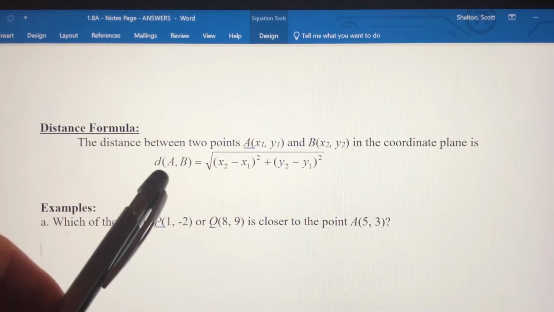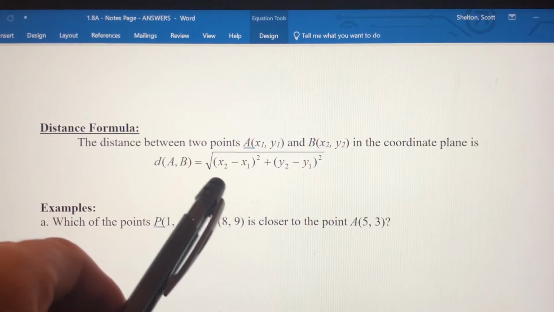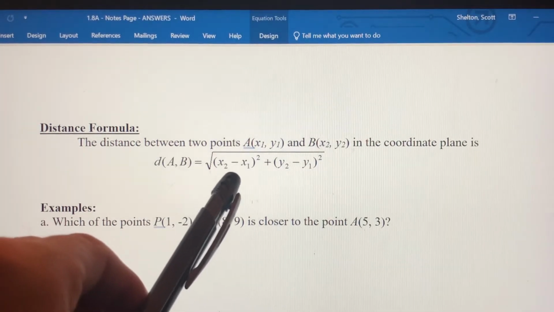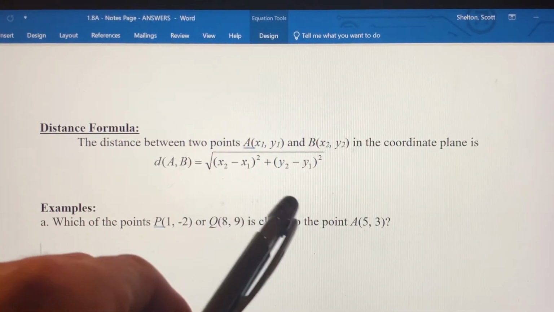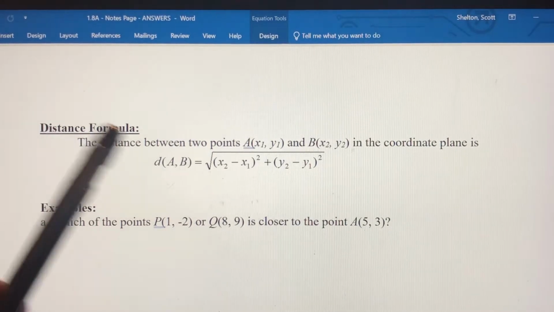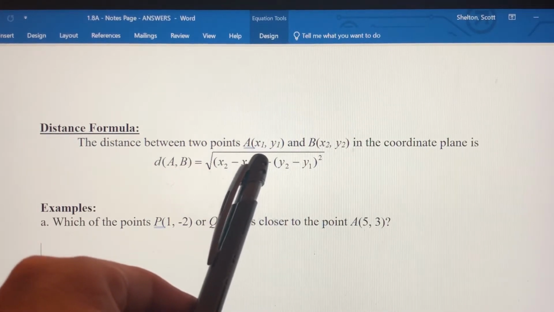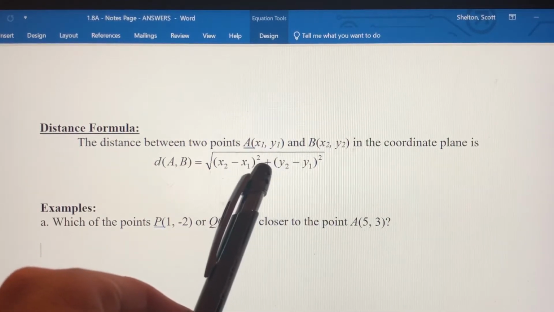Okay, but anyway, the distance formula is the distance between any 2 points is going to be the square root of the difference of the x coordinates to the second power plus the difference of the y coordinates to the second power. Okay. Now it's really irrelevant if you label the a coordinates as x1, y1 or x2, y2.